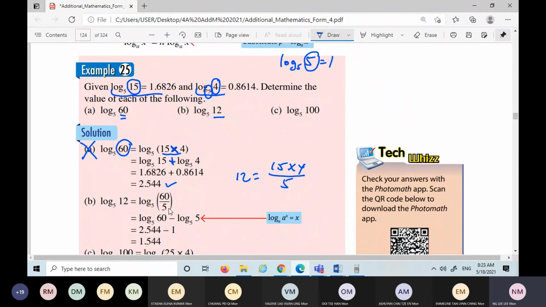So now we see 60 divided by 5. You are going to use the division law. Divide, break into two logs, so in between is minus. Then log_5 60 is from the part A answer, and log_5 5 is 1. Then you get the answer.